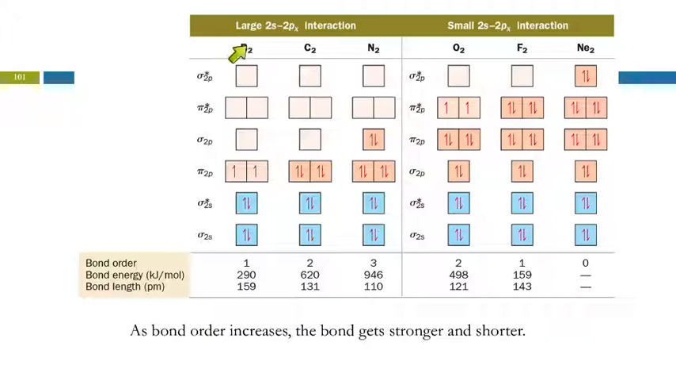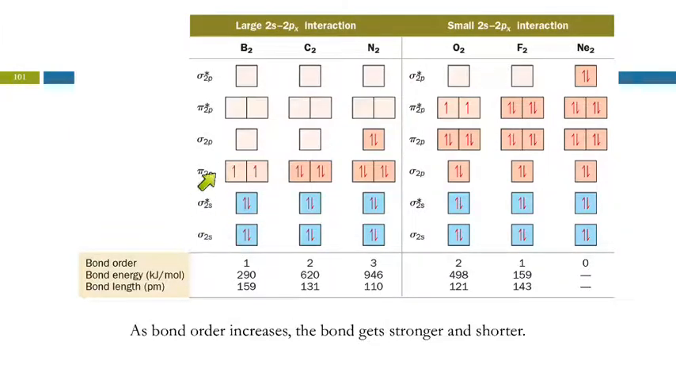So for B2, boron has 3 valence electrons, right? So when we've got 2 of those together, we have a total of 6 electrons to stick in here. 1, 2, 3, 4, 5, 6.